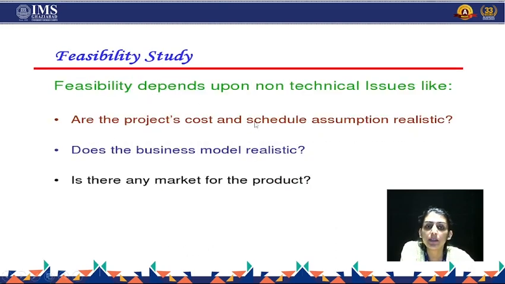Now, feasibility also depends upon non-technical issues, like: are the project's cost and schedule assumptions realistic, whether the customer has not made any unrealistic cost and schedule assumptions, does the business model look really realistic, and is there any market for the product or not. That means what the customer is wanting, is there any market also, or is it an obsolete thing that the customer is demanding? So all these things come under the feasibility study, that the customer and the developer have to see whether all the things the customer is asking me are actually feasible or not, or I'm just going to develop them and they're not feasible.